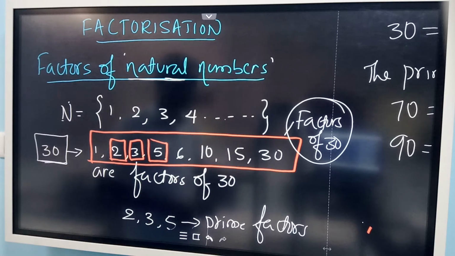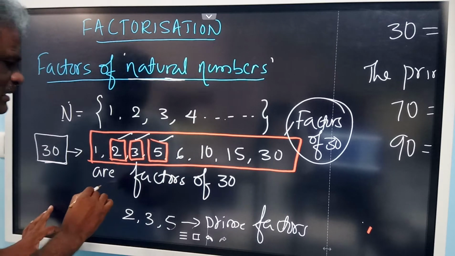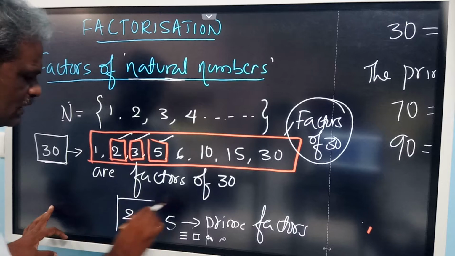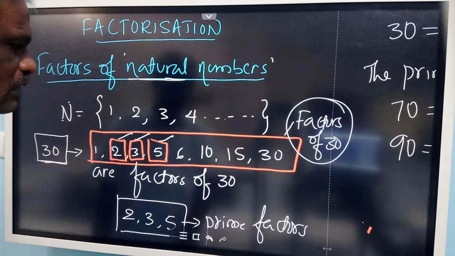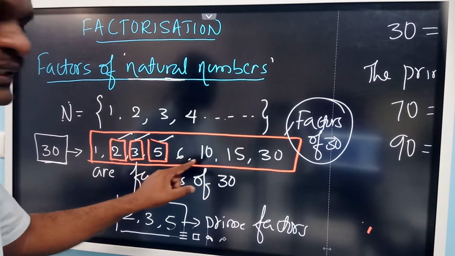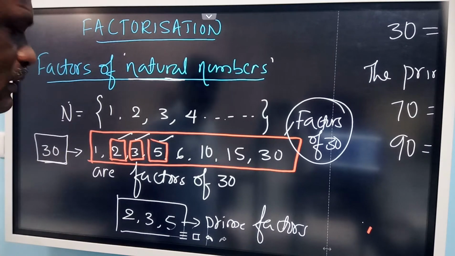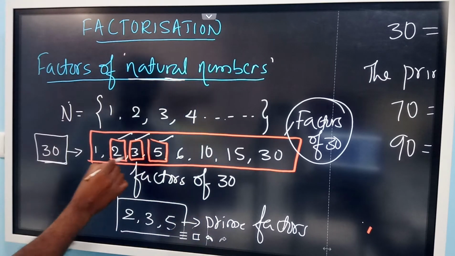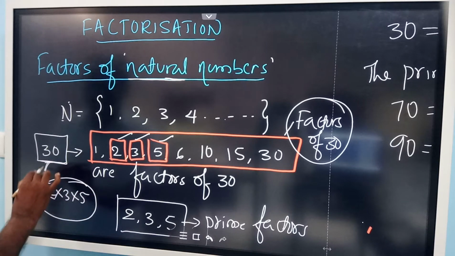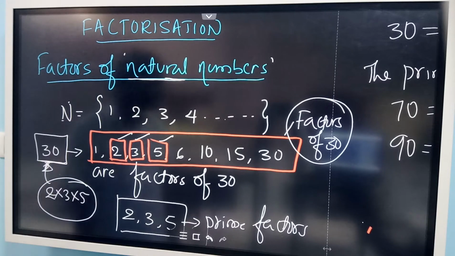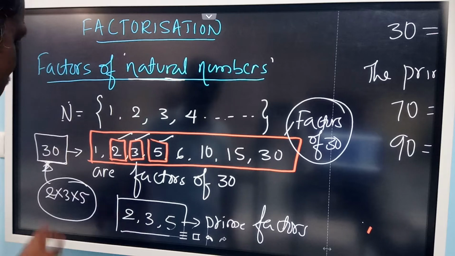Another important thing: among these numbers, we have 1, 2, 3, 4, 5, 6, 7, 8, so 8 factors are there. Among these 8, the numbers 2, 3, 5 are called prime factors of 30. These are the only prime factors you can see. 1 is not prime, 6 is not prime, 10 is not prime, 15 not prime, 30 not prime. If you multiply these three numbers, 2 into 3 into 5, you will get the number 30. The product of prime factors is always 30 only.